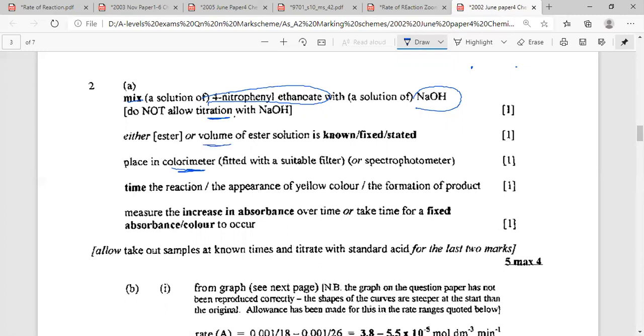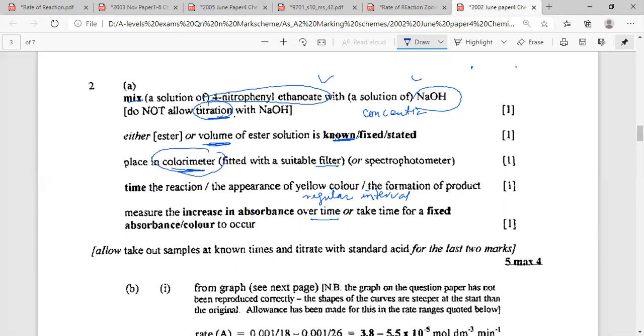This volume is known, and not only the volume but also the concentration is known, important, because we're going to talk about concentration. Of this and this, known volume and known concentration, place in the colorimeter with a fixed filter, time taken for radical color to appear, and measure the absorbance at a regular interval. There are 5 points to be gained here, and you have to put all these points inside.